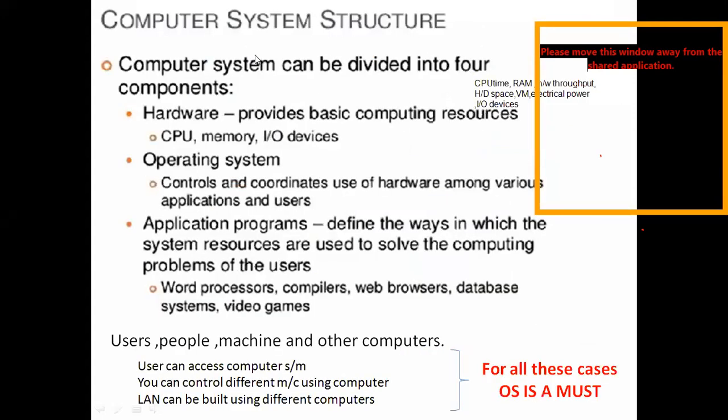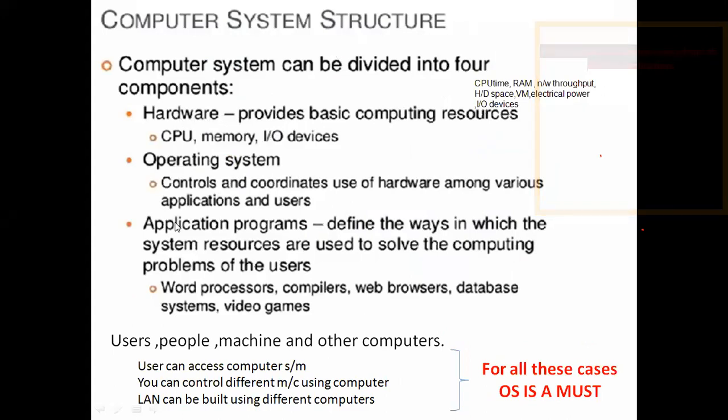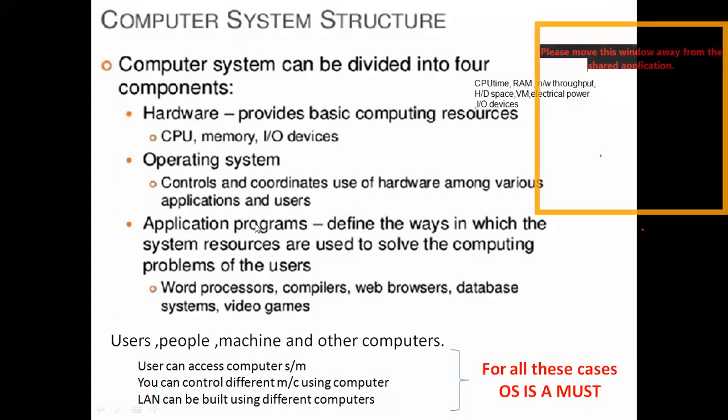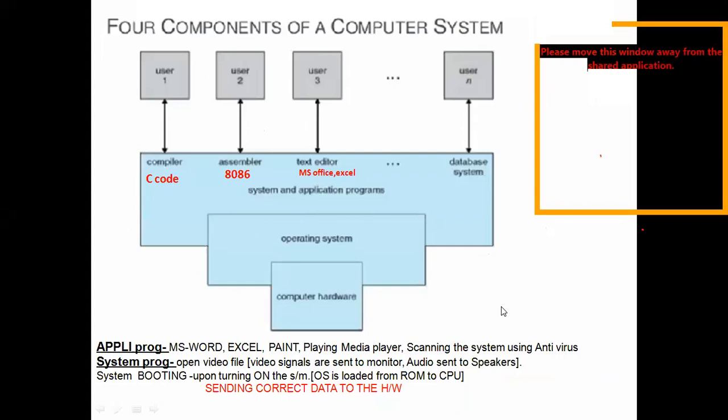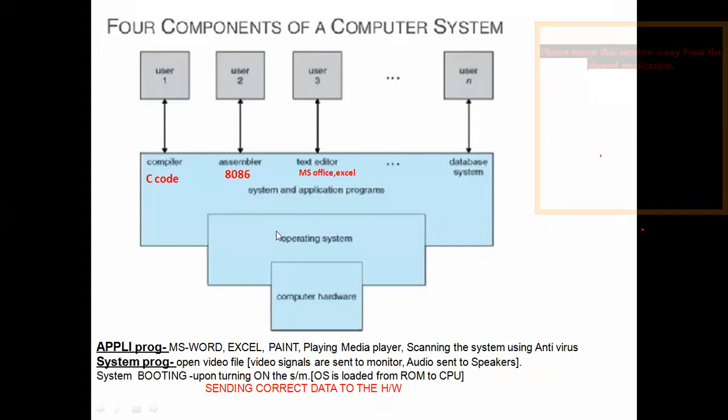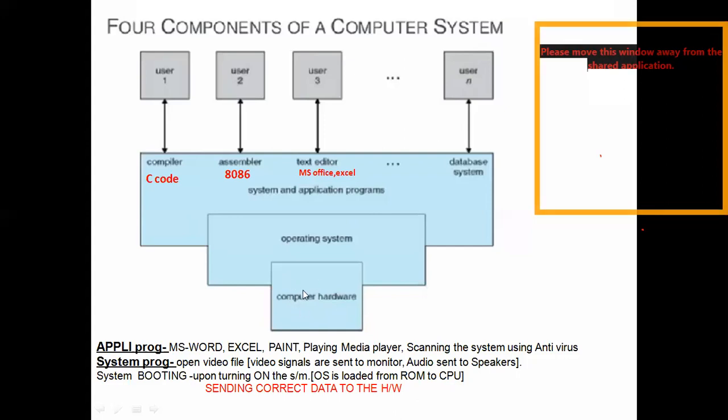Now the next heading is the computer system diagram. We have here the computer system structure. Basically you can find these four components: the hardware, the operating system, and the application programs. The diagram for this has been shown here. We have four common elements inside the computer system. The four main components are the user layer, the user programs, the system and application programs, and the operating system, which acts as an intermediate between the application programs or user programs and the underlying hardware, or the host machine, or the computer.